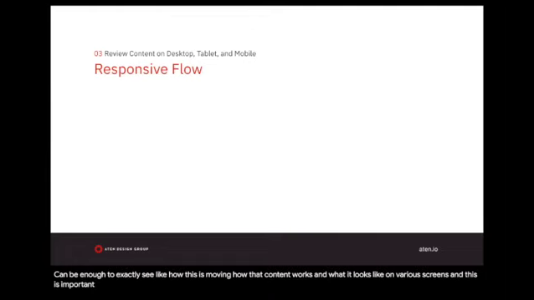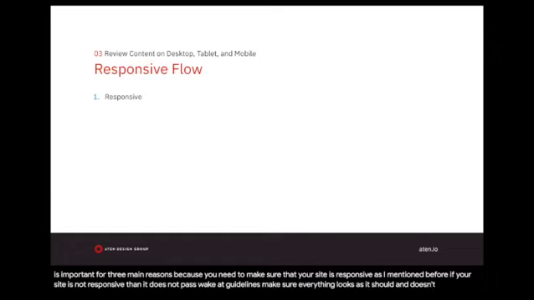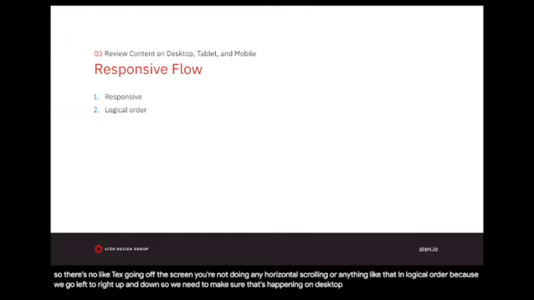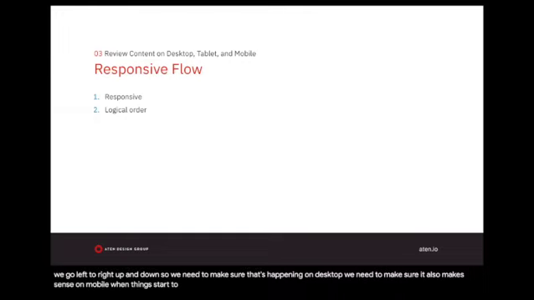And this is important for three main reasons, because you need to make sure that your site is responsive. As I mentioned before, if your site is not responsive, then it does not pass WCAG guidelines. Make sure everything looks as it should and doesn't look broken. So there's no text going off the screen, you're not doing any horizontal scrolling or anything like that. Your content should still flow in logical order because we go left to right, up and down. So we need to make sure that's happening on desktop. We need to make sure it also makes sense on mobile. When things start to stack, does it actually make sense? Are we following a logical order? Do we now have 4 images and then all the text for those images is below it and there's no way to associate it with it? So you just have to make sure that everything is kind of going in the order that you're expecting.